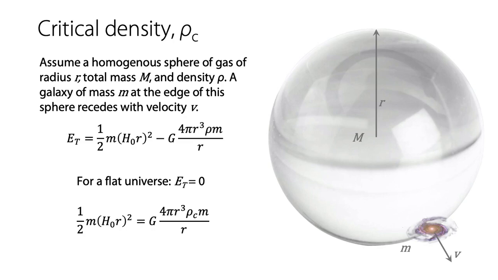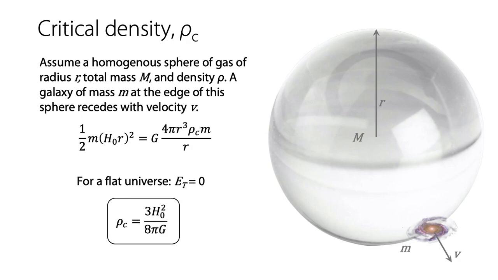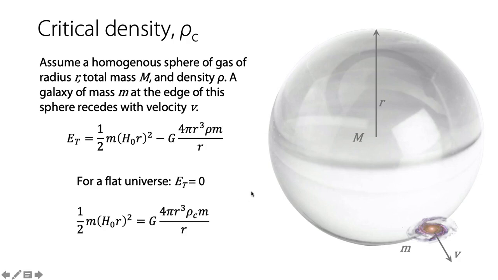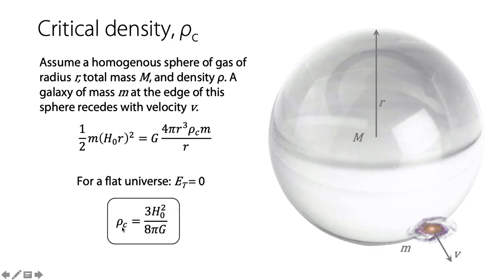Now we say for a flat universe, the total energy will be 0, which means that these two terms will be equal to each other, and we can again compactify and simplify to get a density, critical density. So a flat universe, the density is the critical density. Rearrange this equation, you get the critical density is 3 times the Hubble constant squared divided by 8 pi G.